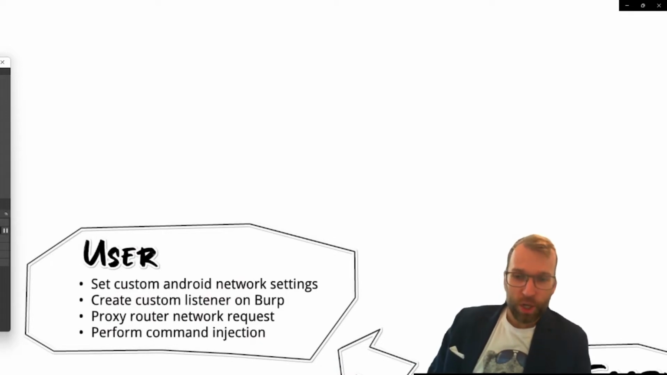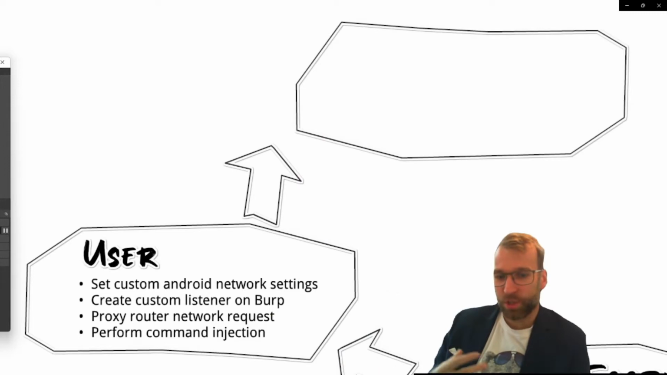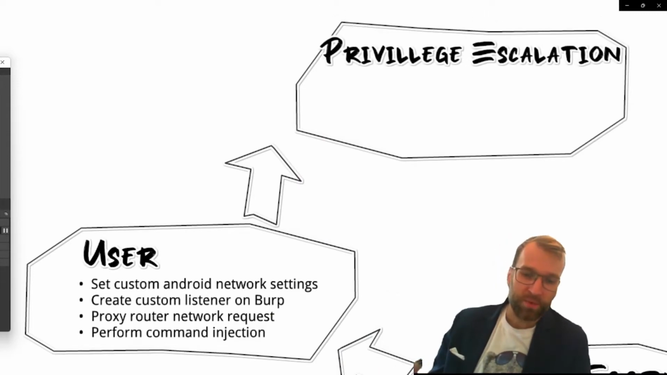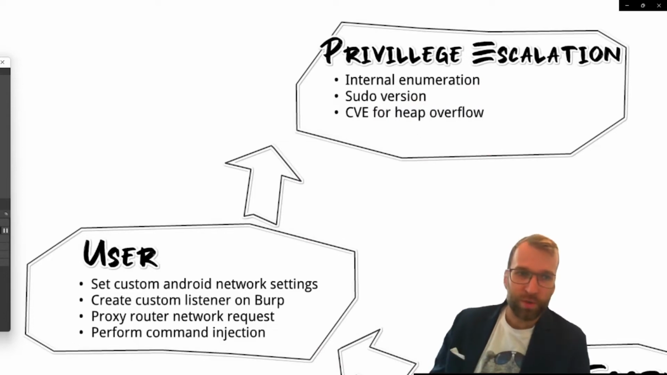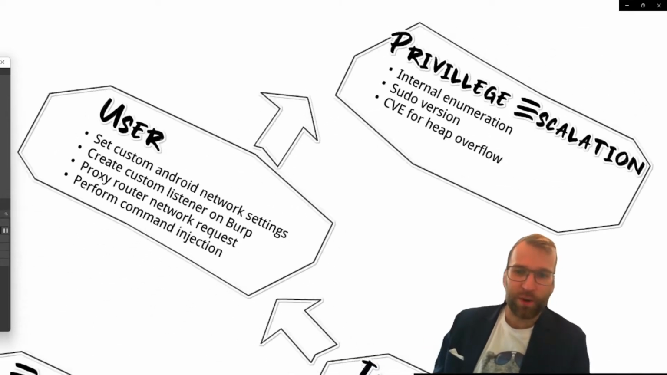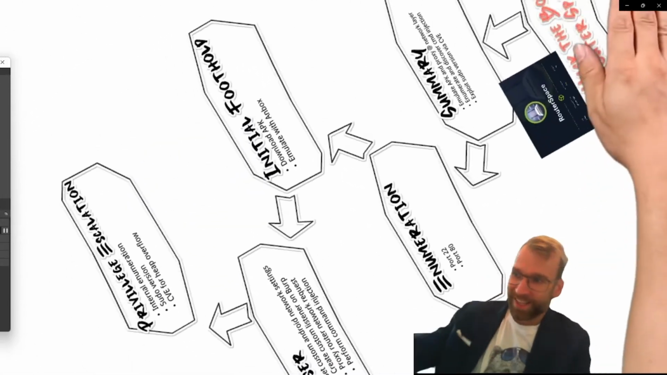For user, we're going to set a custom Android network setting that allows us to create a custom listener on Burp, proxy the request where we find our command injection, and we can use Repeater to repeat that request over and over until we figure it out. For the privilege escalation, it's just a simple sudo version, and there's a CVE for a heap overflow. That's it. Let's get into it.